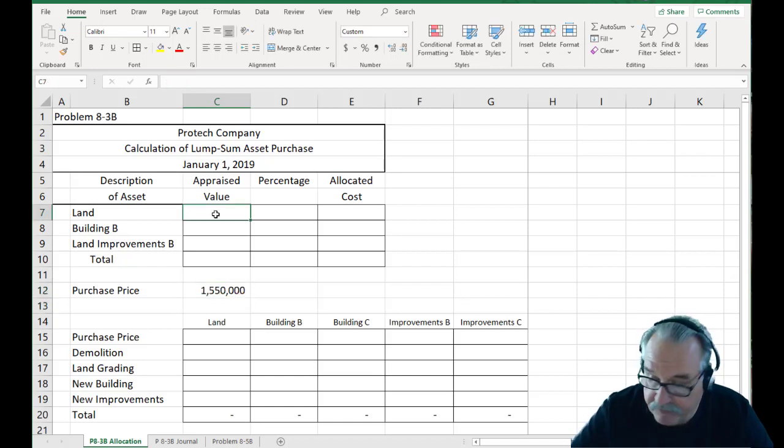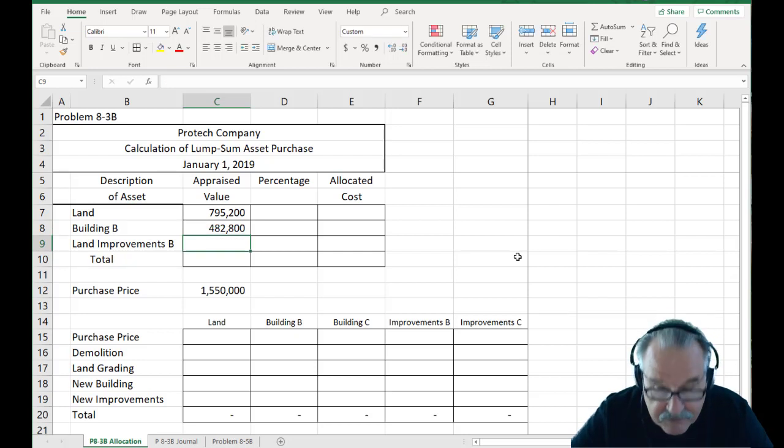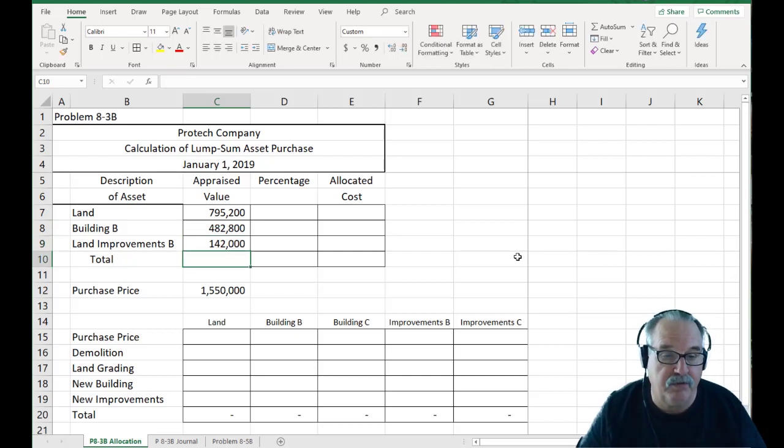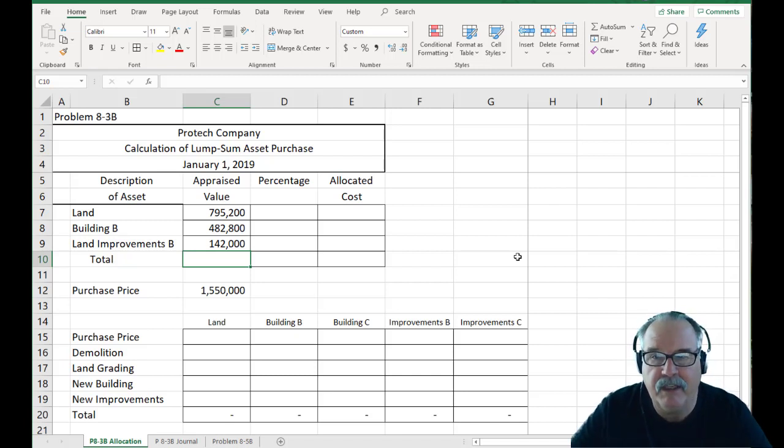And when we had these things appraised, the land was appraised at $795,200. The building B was $482,800, and then the improvements to the building, and the improvements include the parking lot, maybe landscaping, other things that are around the building, but not the actual building. So normally when we talk about land improvements, we're talking about fencing and hardscape and landscape and pavement, parking, striping, that kind of stuff.